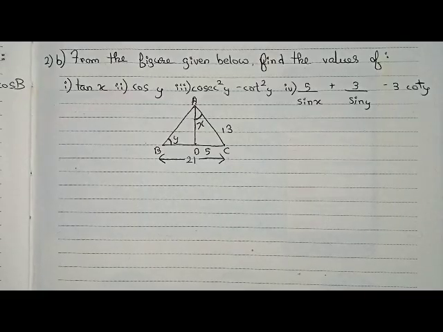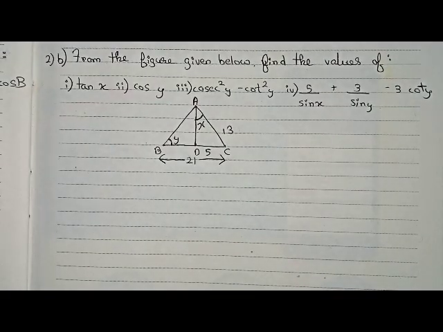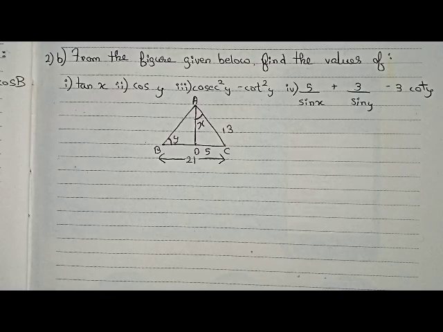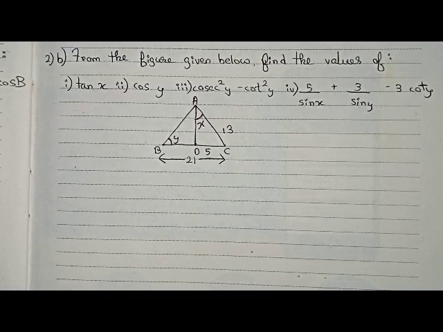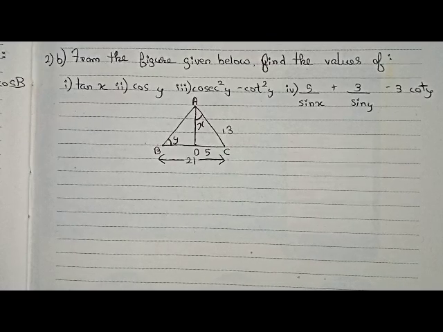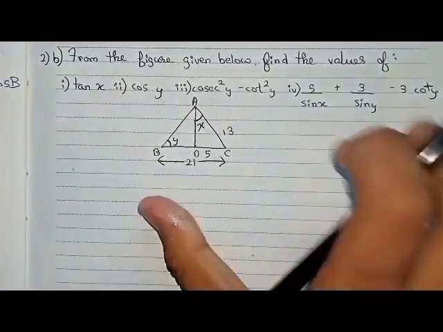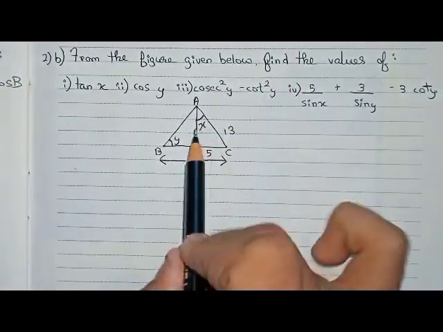Question number 2b. From the figure given below, find the values of tan x cos y, cos squared y minus cot squared y, 5 by sin x plus 3 by sin y minus 3 cot y. So our figure is given here. First we will find all the sides of this triangle.